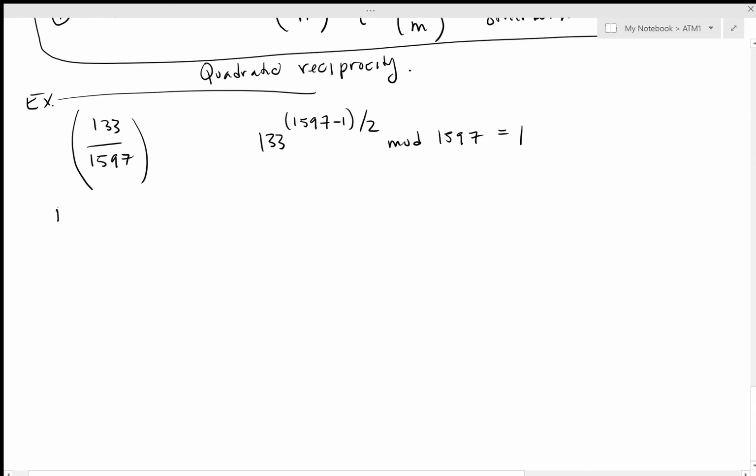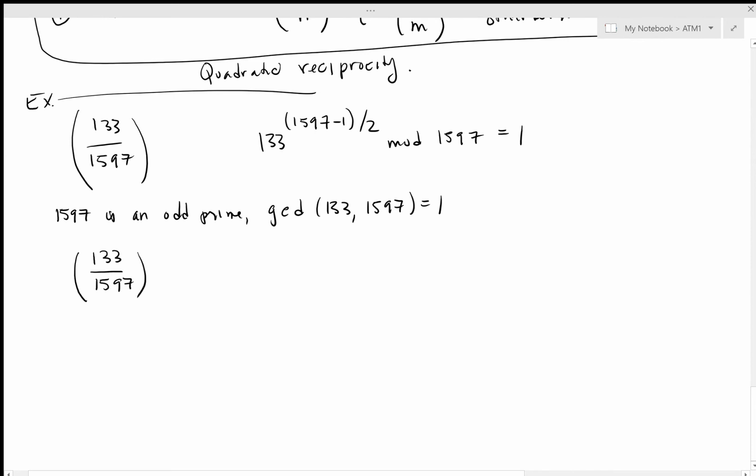Okay, so first of all, we're going to notice a few things. That is that 1597 is an odd prime. We'll notice that the GCD of 133 and 1597 is equal to 1. Okay, so now I'm going to start to go on how to calculate this thing in a different manner using the rules.